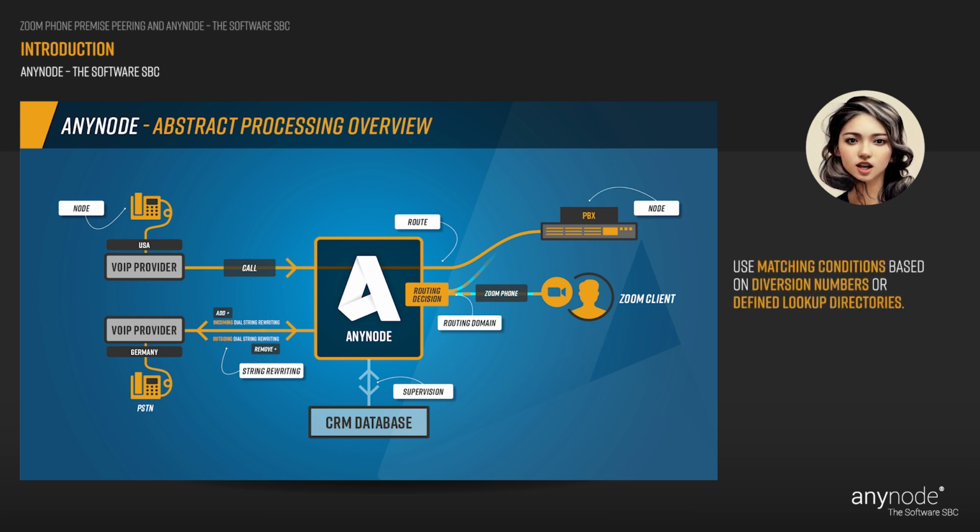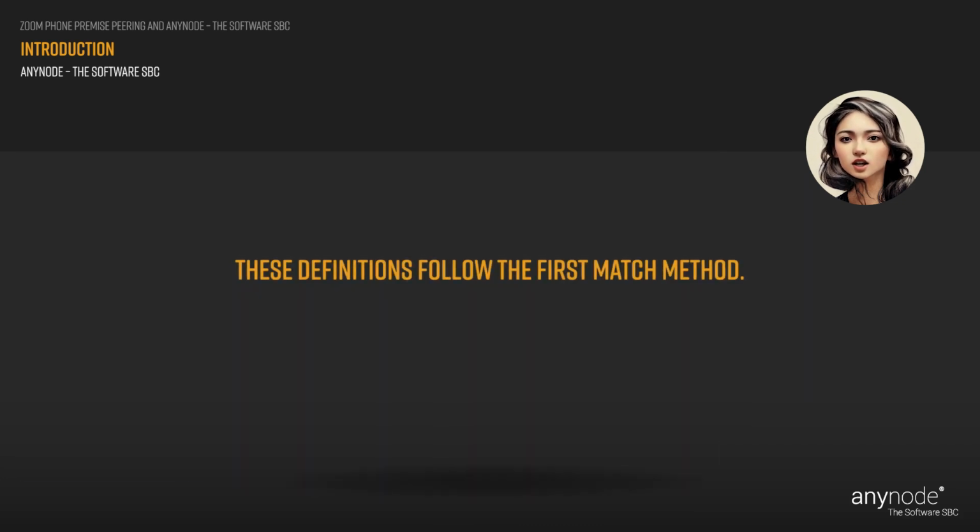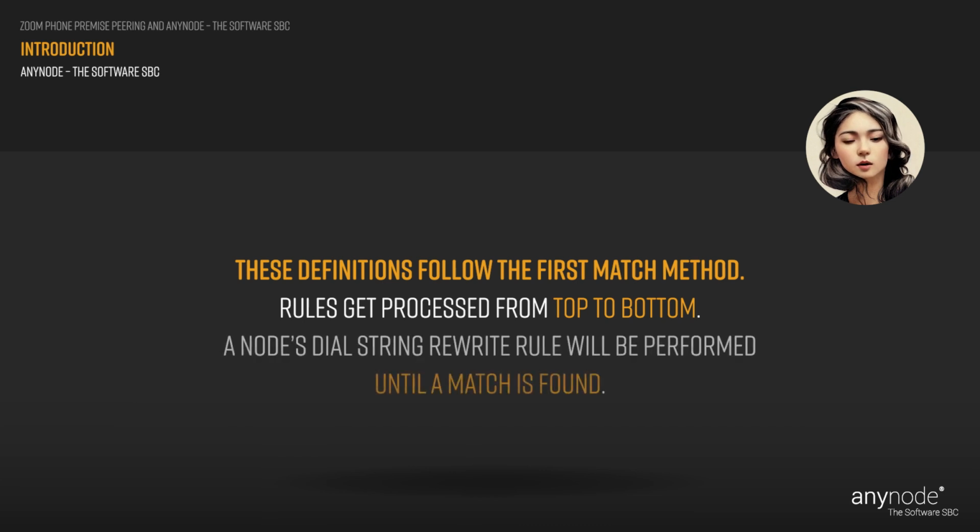You can even use matching conditions based on diversion numbers or defined lookup directories, and several advanced actions can be performed via route establishment handling. Once a routing rule matches, further processing inside the routing table stops, and final rewritings of the source and destination dial strings can be performed with the outgoing dial string rewrite rules. All these definitions follow the first match method, and rules get processed from top to bottom. A node's dial string rewrite rules will be processed until a match is found or until there are no matching rules in the dial string rewriting and mapping table.